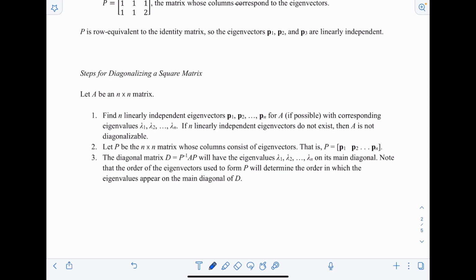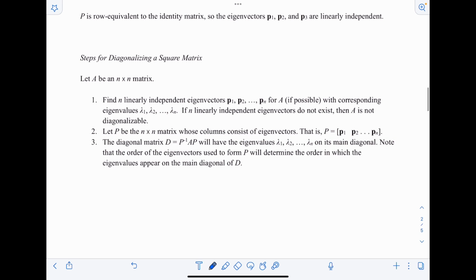So obviously from the prior theorem, you have to have n independent eigenvectors in order to be able to actually diagonalize A. All right, then the second step is P, then, is the n by n matrix whose columns consist of those eigenvectors that you would have just found.